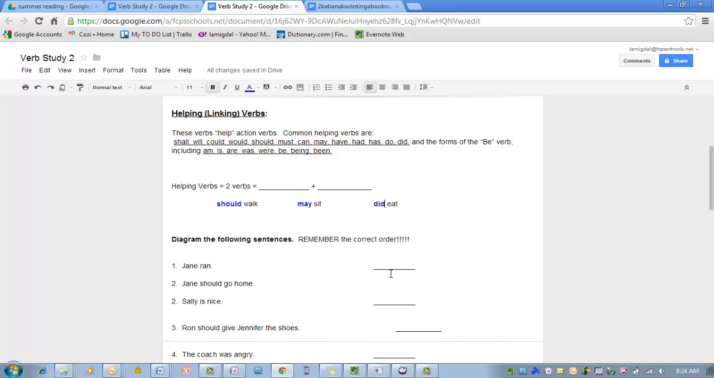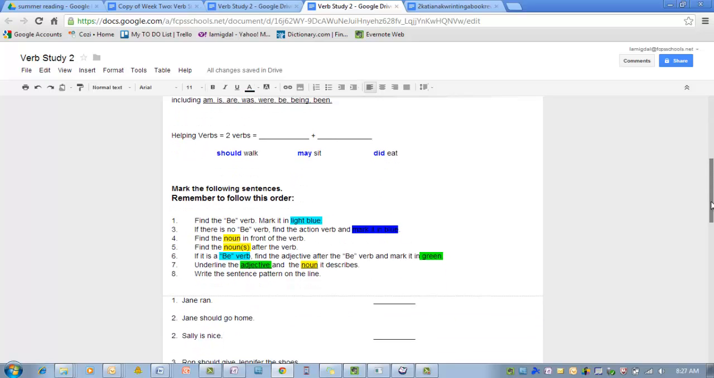And when you write your sentence pattern, it's not going to change. You don't put that it's a helping verb or a be verb. A verb is a verb, but you should be able to identify whether it's an action verb, a be verb, or a helping verb. Practice, and then go over them with me to see if you got them correct.